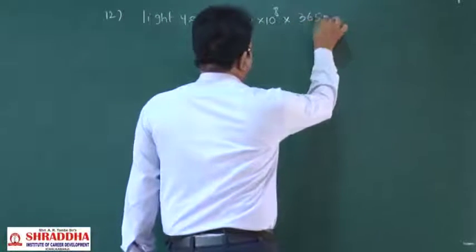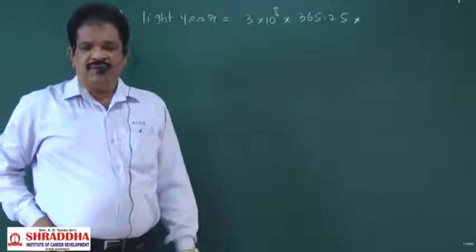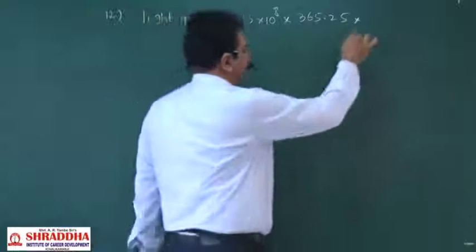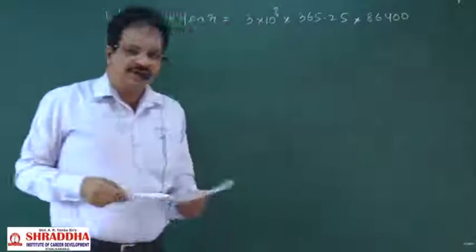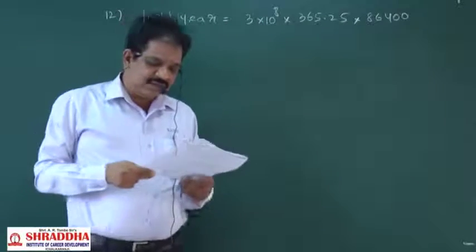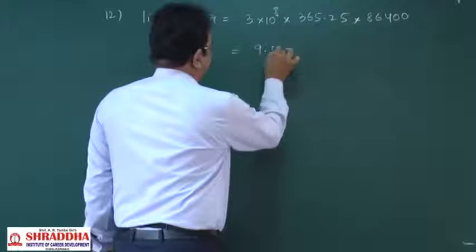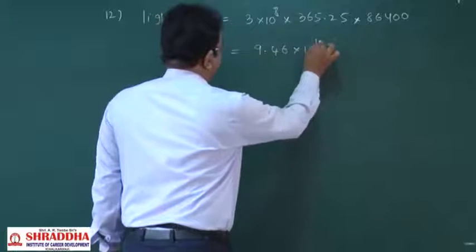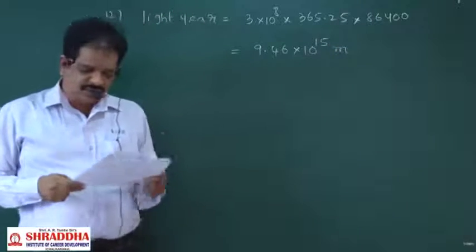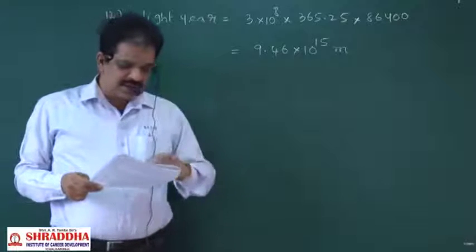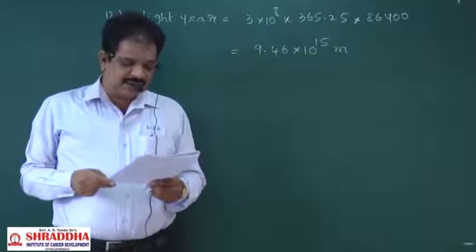Exactly 365.25 days. Each day has 86,400 seconds. So this value times 86,400. After calculating, we will get this value as 9.46 into 10 power 15 meters. So that is the distance travelled by light in 1 year. That is called a light year.